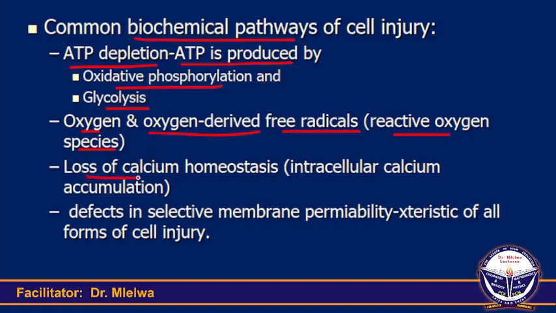Another mechanism is the loss of calcium homeostasis, intracellular calcium accumulation. What is the link between calcium and cell injury? Actually, calcium is one of the very important ions to be maintained in the cell. Despite its function of regulating contraction in the muscles, it is important in all cells because when it is just released in the cell, it can lead to progressive cell death known as apoptosis, as we shall discuss later. So calcium, if not well maintained, can lead to cell death.